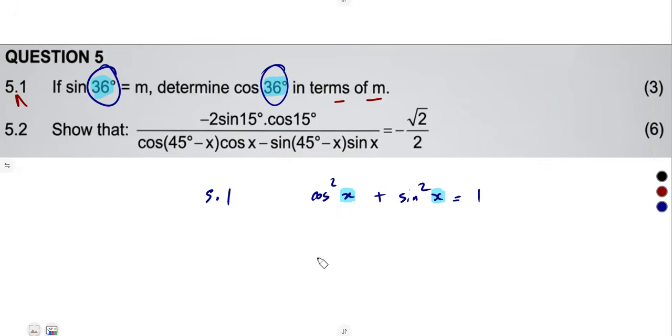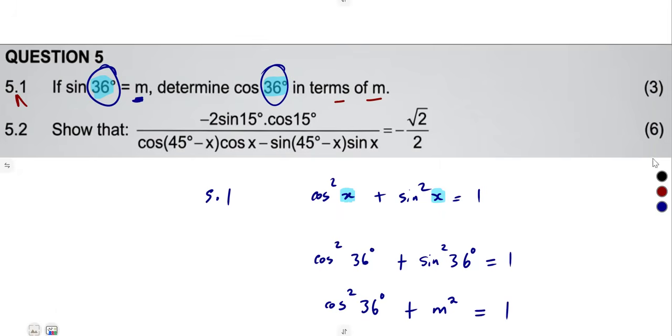What does it mean? It simply means we need cos squared of 36 degrees plus the sine squared of 36 degrees. This is supposed to give us 1. But we have the sine of 36, we are given this one. So it is going to be cos squared 36 plus the sine squared, representing the sine of 36. We put m, so that is going to be m squared.